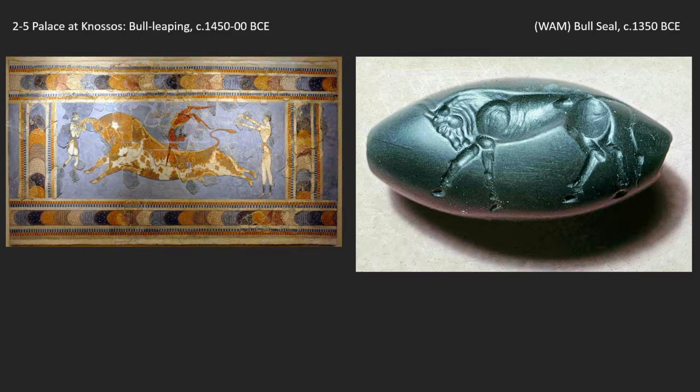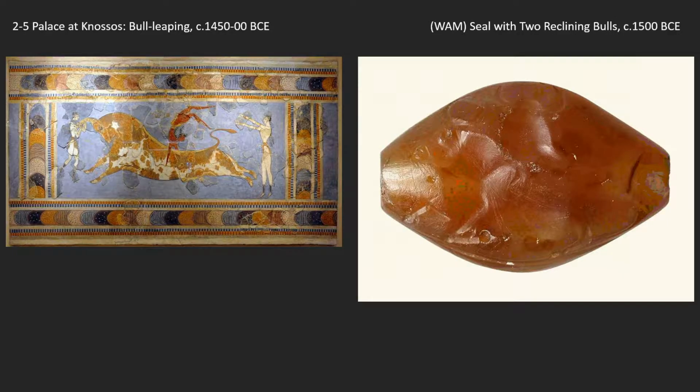Very quickly, we have other bull things from Knossos, the palace at Knossos, and all of them suggest to us this real focus on the bull. So here's something from the Walters Art Museum, a seal that you would press into clay to make an impression of the bull. And here's another seal carved agate. Can you read this? There's two reclining bulls here.